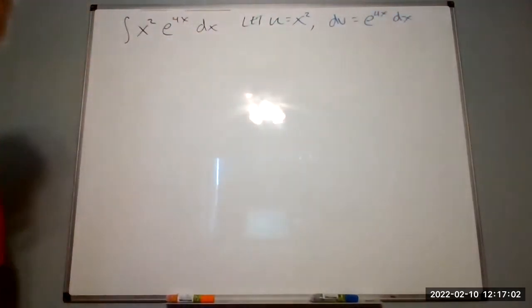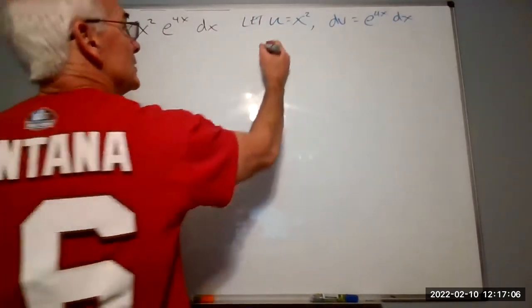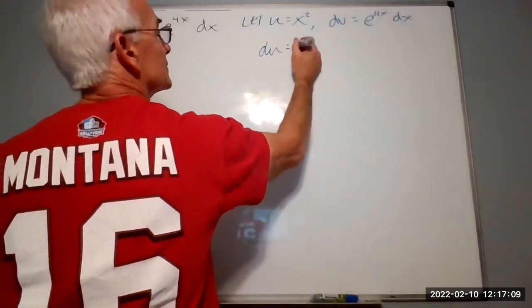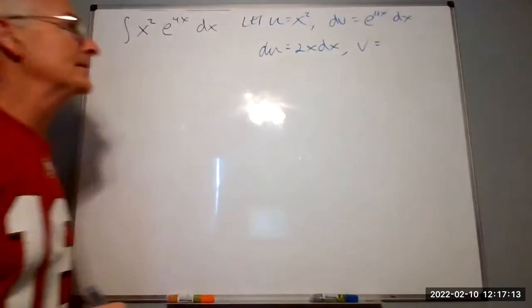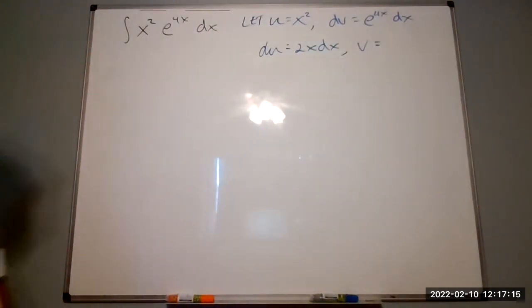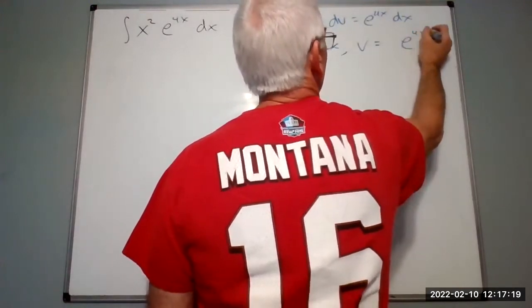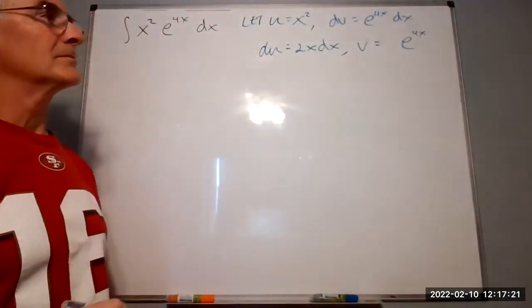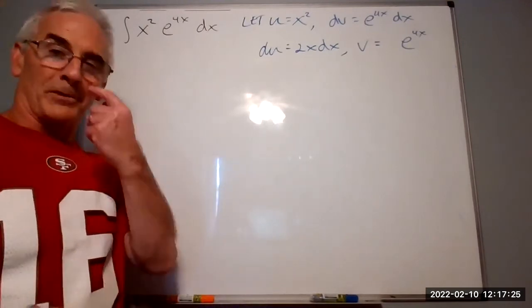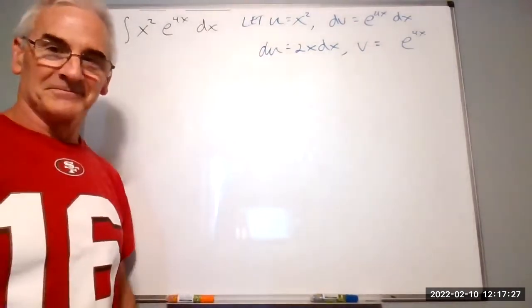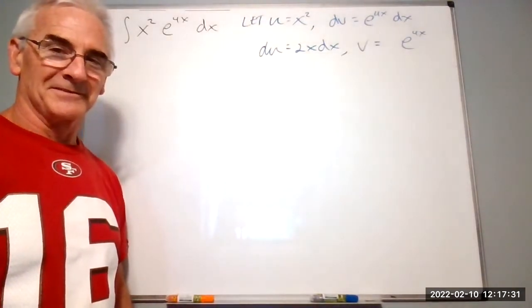I could try it the other way, but all that would do is make my integral grow bigger and uglier. So then du is 2x dx. V is what? What's V? 4 or a fourth? You guys are thinking again.